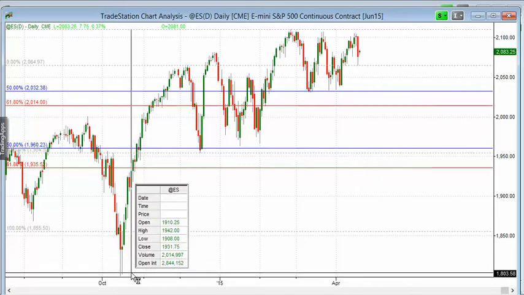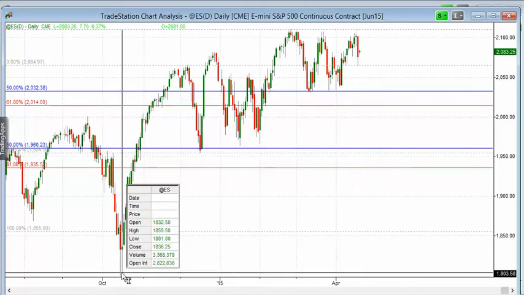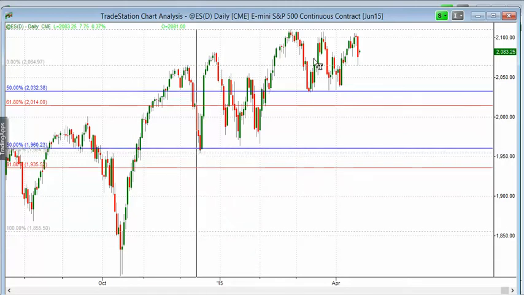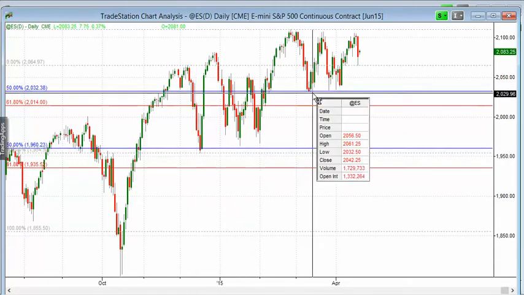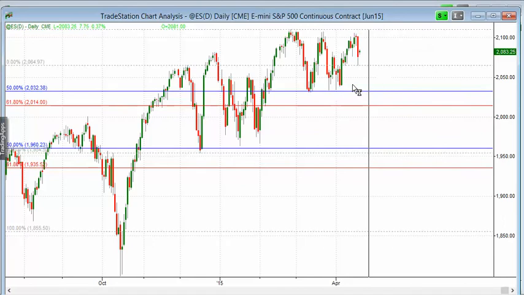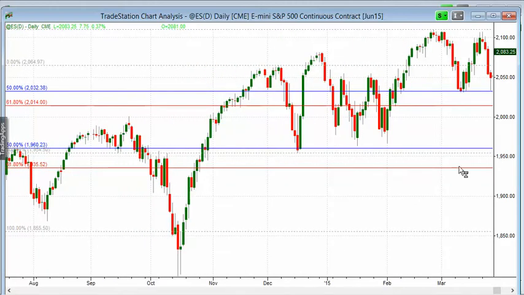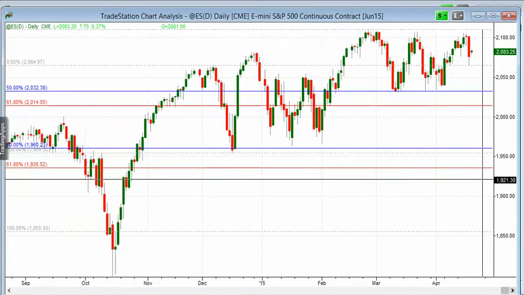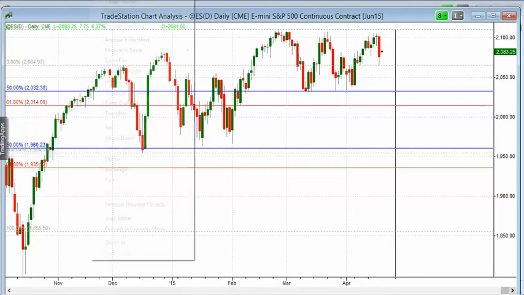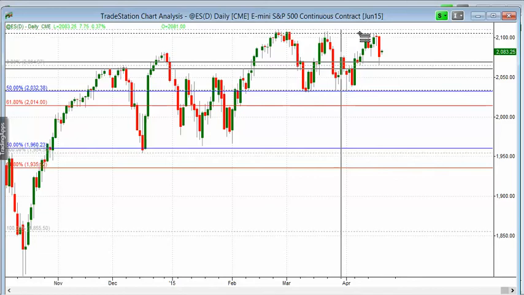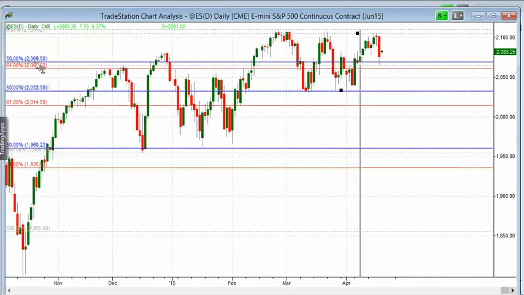So we have support on the weekly at this 1800 here. We have support at 1960. And we have support at this 2032. All these supports have targets above. Okay, so what we are looking at the moment here is a potential continuation higher. We have the market responding to this 2069.50 here, so there's a potential for a continuation higher.